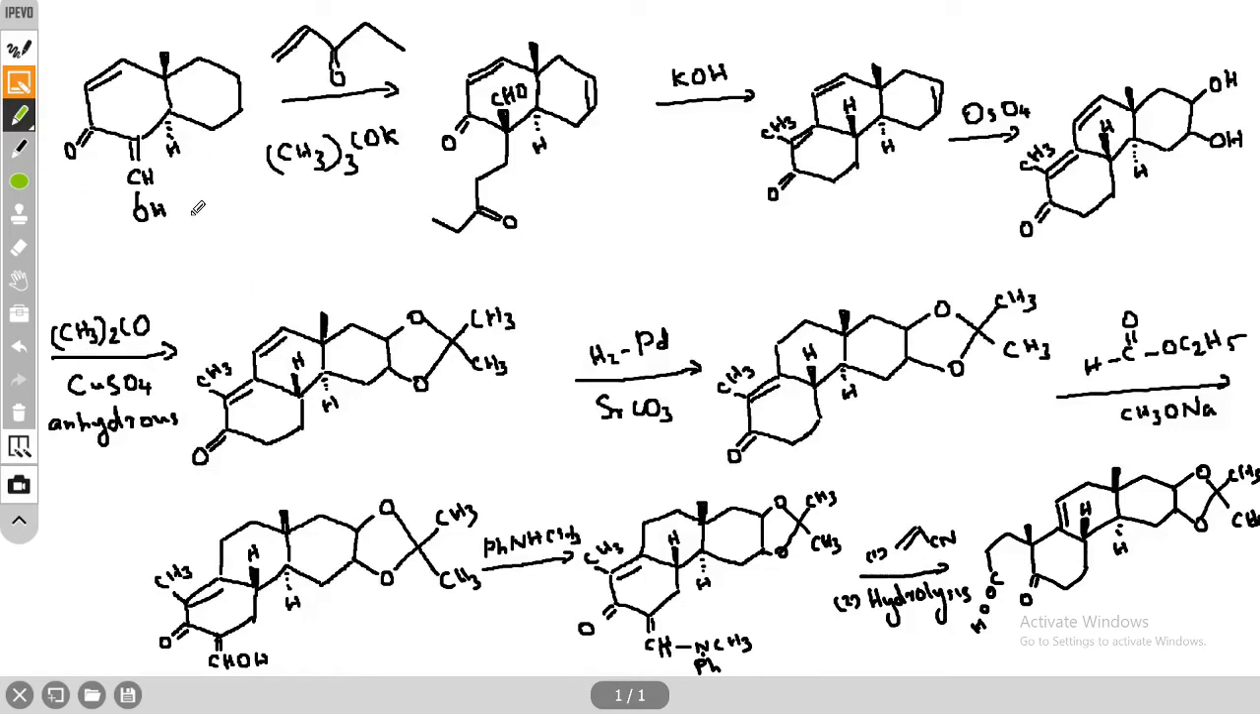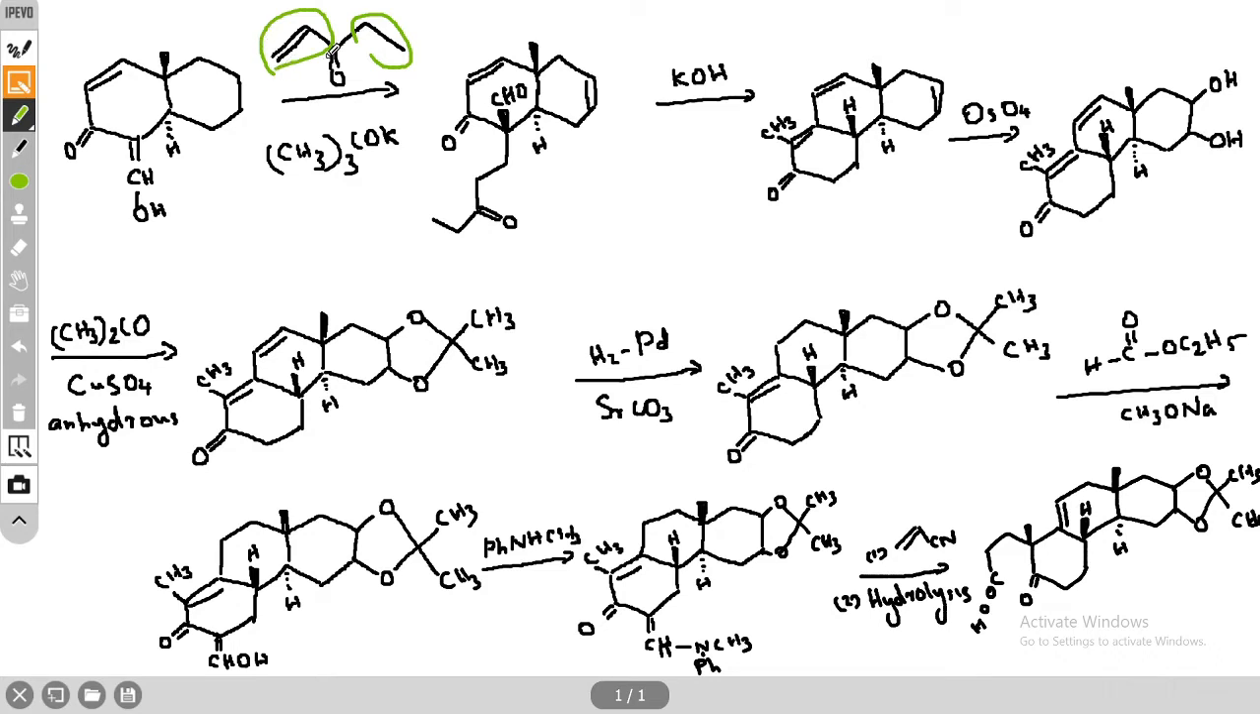Then this compound will react with the ethyl vinyl ketone. This is the ethyl group, this is the vinyl group: ethyl vinyl ketone. In the presence of potassium tertiary butoxide, it will undergo Michael condensation. That is, this will attack at this position, and this group is converted to a CHO group.